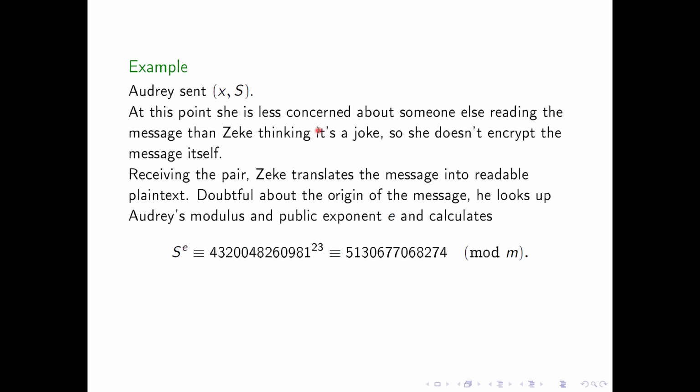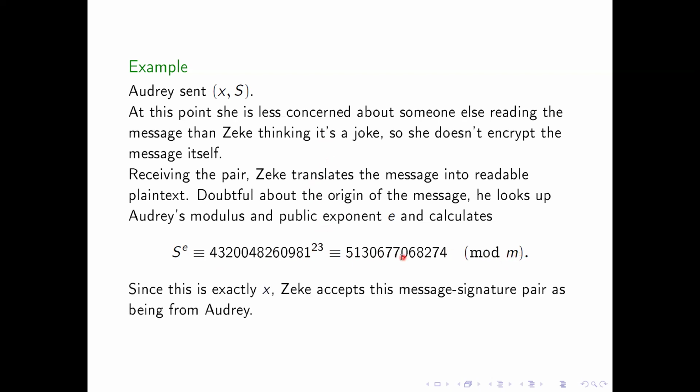And then once he gets these, like "You are cute," he's like, it's my buddies messing with me. So he looks up her public exponent, which is 23. He takes her signature, which is this giant thing, and raises it to the 23rd power mod M. I'm not going to type out what M is. That's a massive number. But he gets this. And as a quick reminder, this is X. So because this is exactly X, Zeke knows that Audrey had to send it. And that is the punchline.